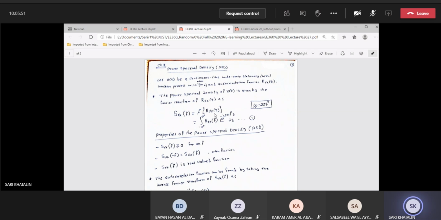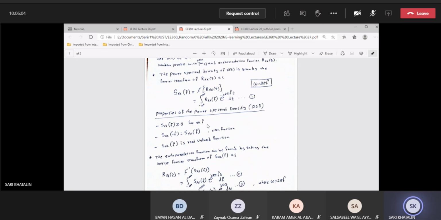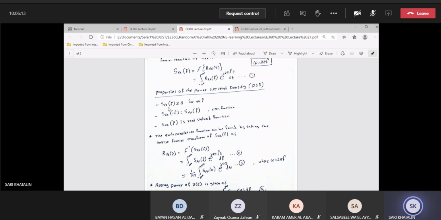Some books introduce this in terms of omega. Just as a reference, omega is equal to 2 pi f. It doesn't matter to us, either f or omega will give us the same answer. Now here we have some properties of the PSD. Quickly, the first one: the PSD is always larger than or equal to 0 for all frequencies. Also it's an even function, as you can see here, and it's a real valued function.